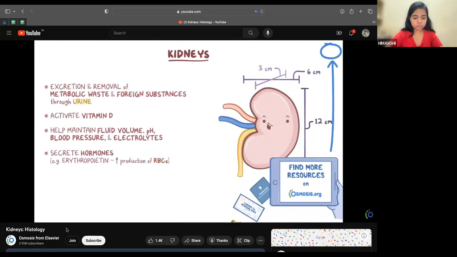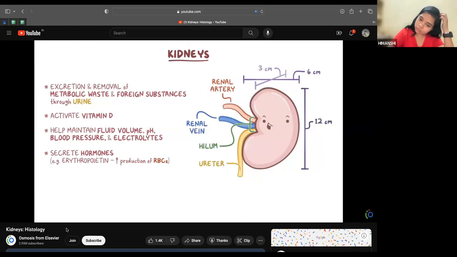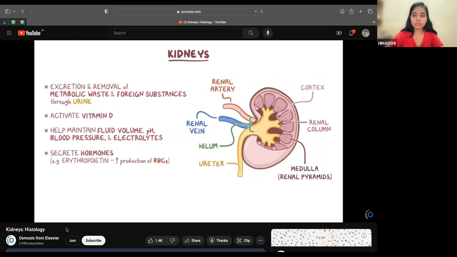The medial border of each kidney has a concave area called the hilum. This is where the ureter exits the kidney and renal artery, renal vein, and lymph vessels enter and exit the kidney. The functional tissue of the kidney, or parenchyma, has an outer renal cortex and inner renal medulla. The medulla is organized into cone-like structures called renal pyramids and renal columns in between the pyramids, which are extensions of the renal cortex.